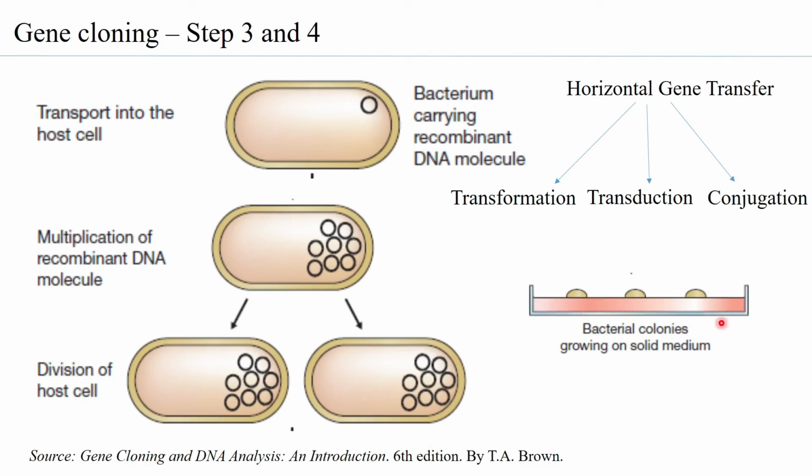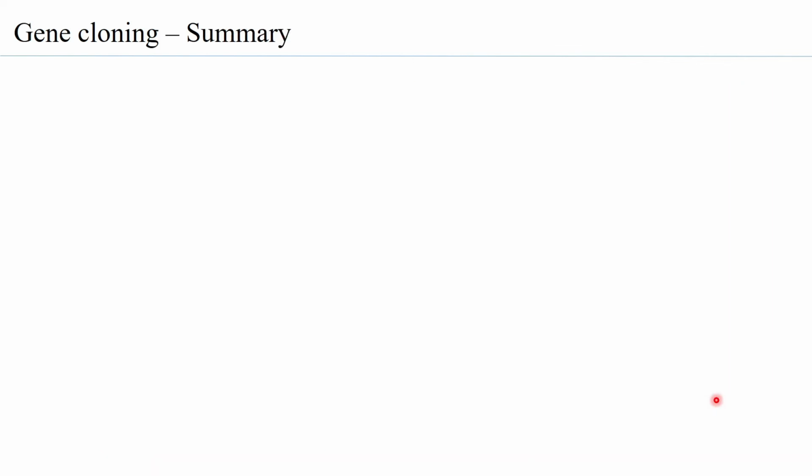So in a media, you will have bacterial colonies formed, and each of these bacterial colonies is basically one clone. Multiple cells are present within the colony, and all of the cells contain that one single recombinant molecule. Therefore, each of the different colonies can have a different clone. So this is the final step of gene cloning, and this is what is going to give rise to multiple copies of that gene of interest.